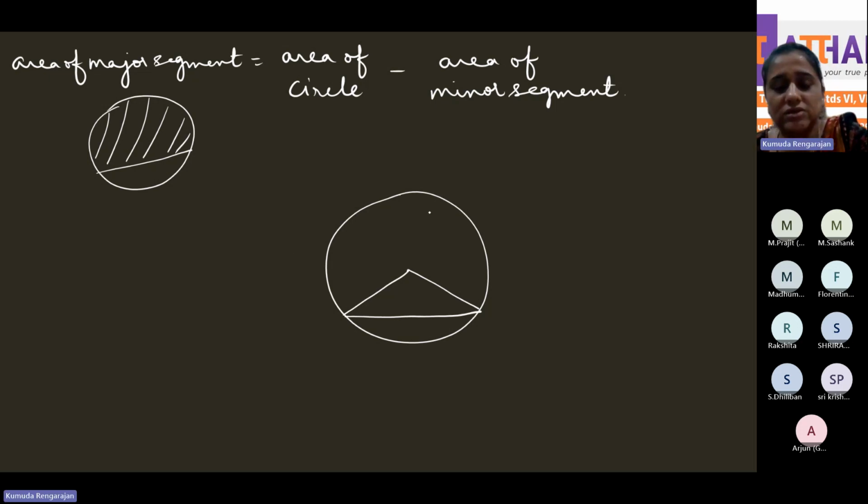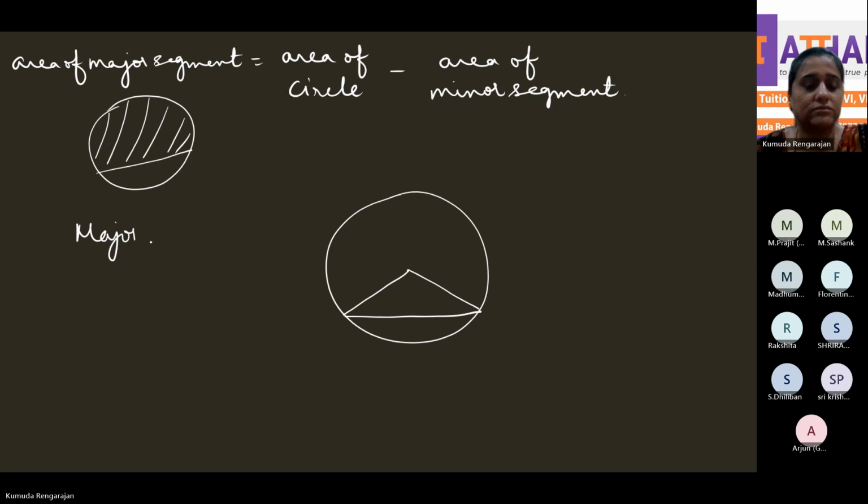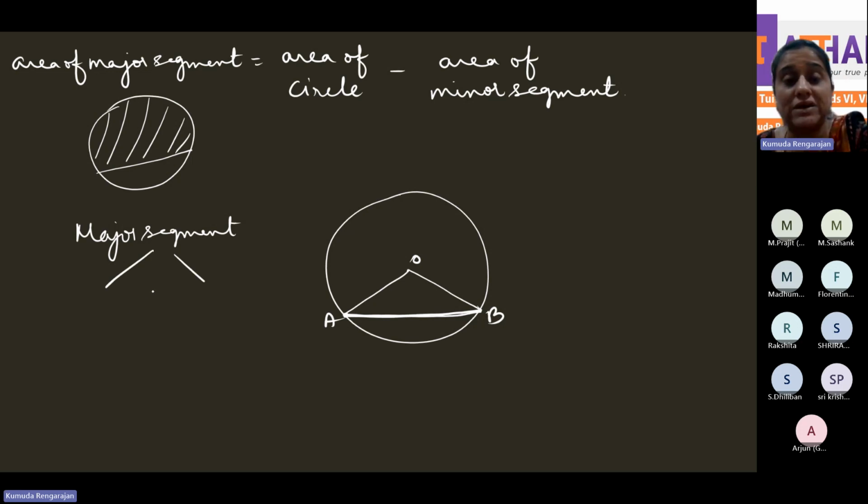Now let's just understand what the major segment is made up of. The major segment, see here, this is the chord. The major segment is made up of the triangle and the major sector. Just watch that.